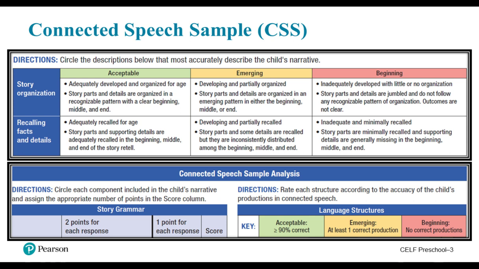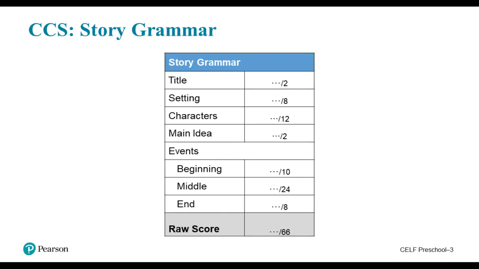The connected speech sample analysis, oh, and I didn't mention what the clinician is doing for story organization and recalling facts and details: you'll be circling the description that best captures the performance of the child in retelling the story. You'll go on to complete the connected speech sample analysis by looking at the story grammar and the language structures. So there's a closer look at that here, though it doesn't include all the details that are on the record form. So you're looking at aspects like, did they have a title for the story?